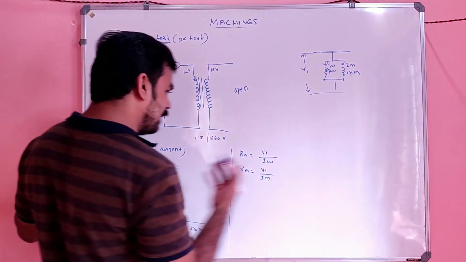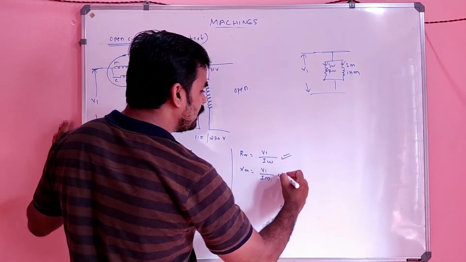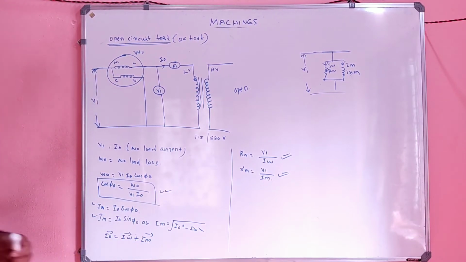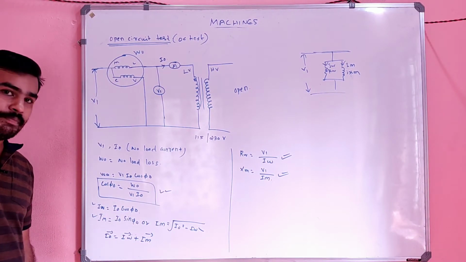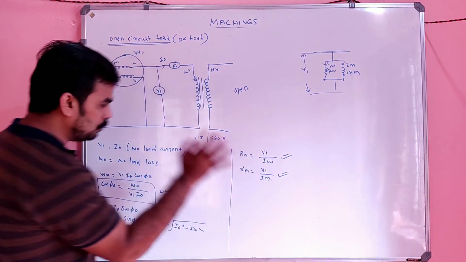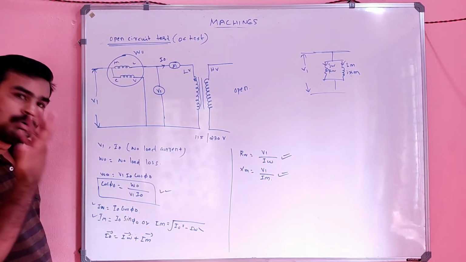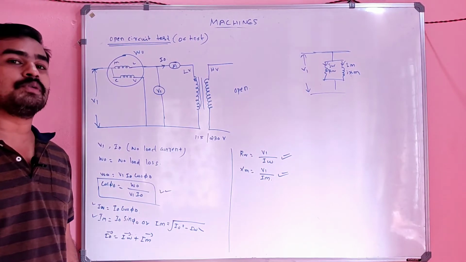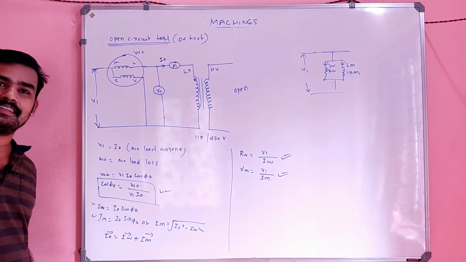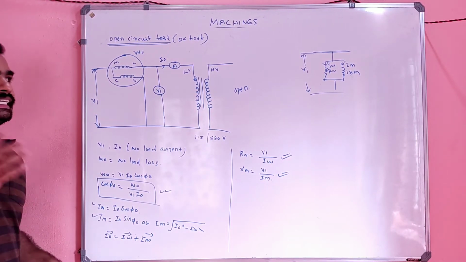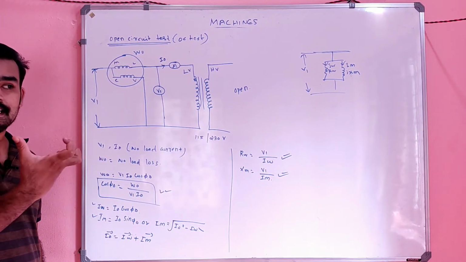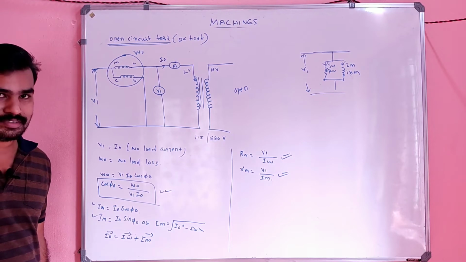So see how many parameters you got from the open circuit test. From this simple test itself, you got IW, you got IM, you got RW, you got XM, and you got the no load power factor also. So this is the way you have to proceed. The no load test is used to find the iron loss.